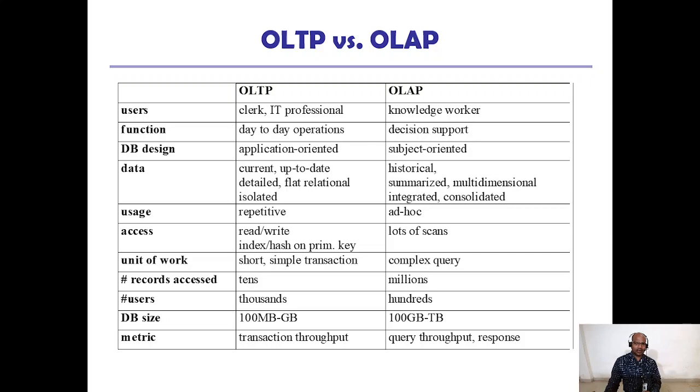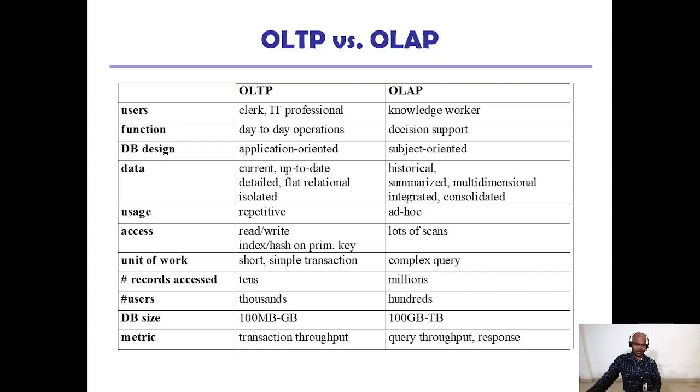Now we will see what are the various differences between online transaction processing and online analytical processing. Online transaction processing means consider it is a regular database which stores day-to-day transactions. Online analytical processing means it is a data warehouse. It is used for knowledge mining.